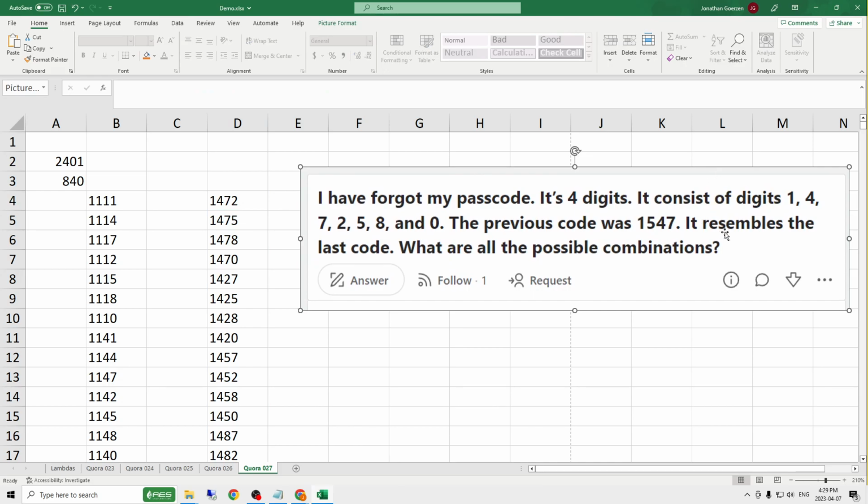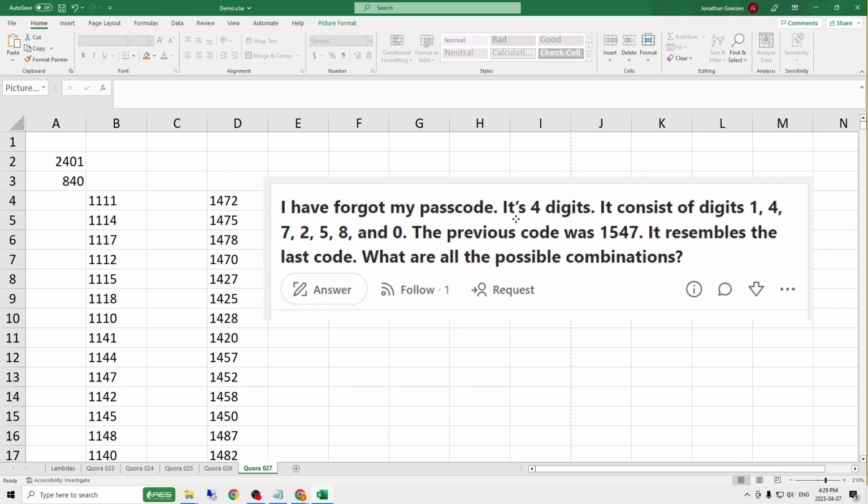For the question about how it resembles the last code, the question needs more definition on what resembles means. But I think that's already been addressed in several different answers, and I won't touch it.